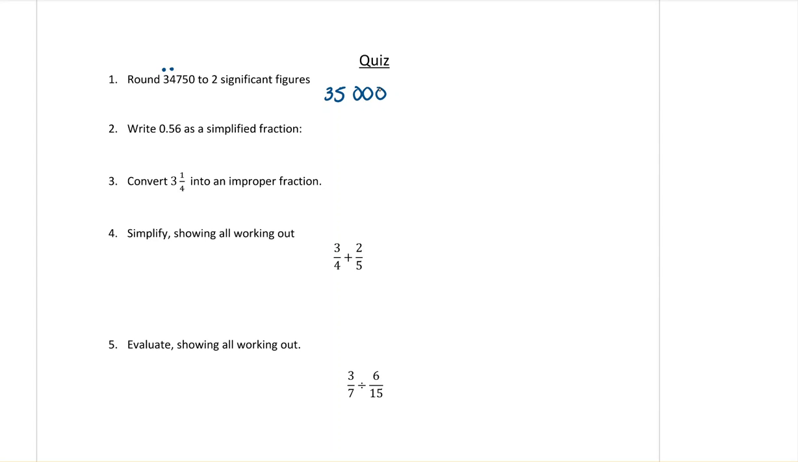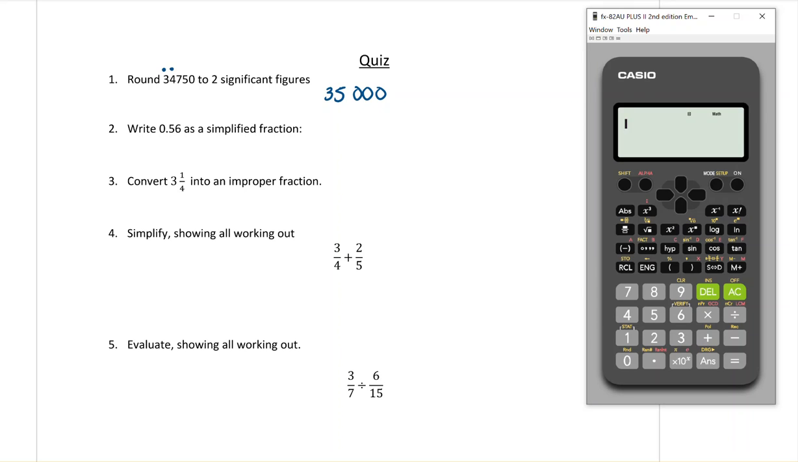Question 2, write 0.65 as a simplified fraction. All you need to do is type in 0.56 into your calculator and press equals. If you press the SD button, it will turn it into a fraction for you. Okay, so 14 out of 25.